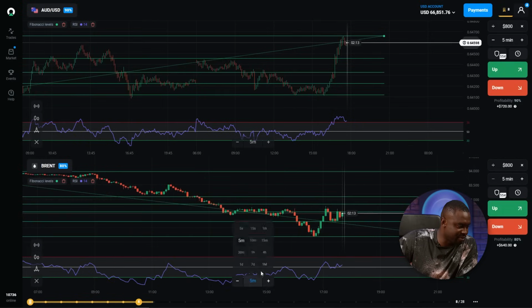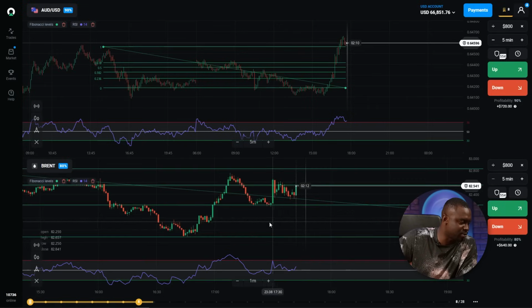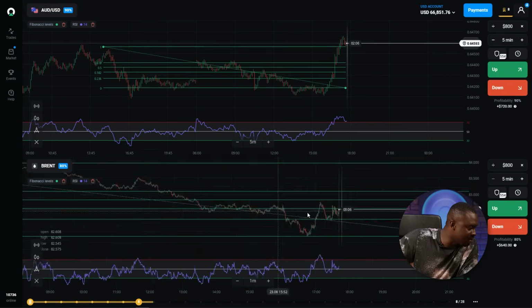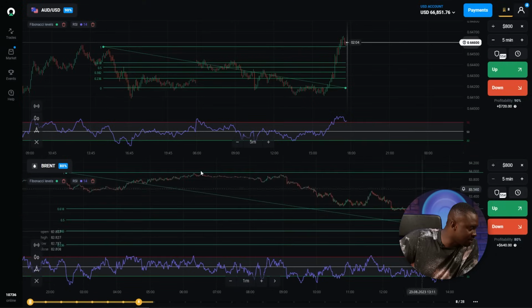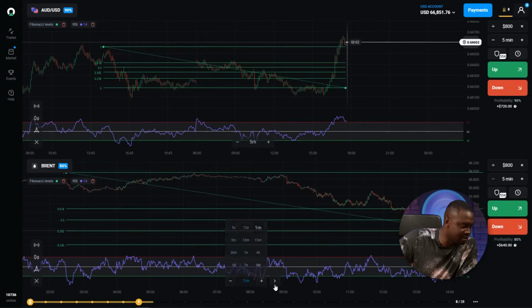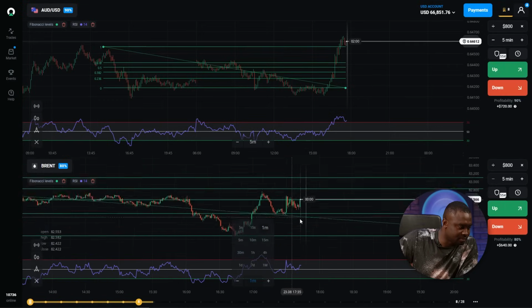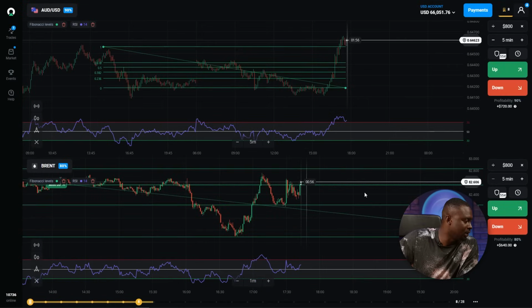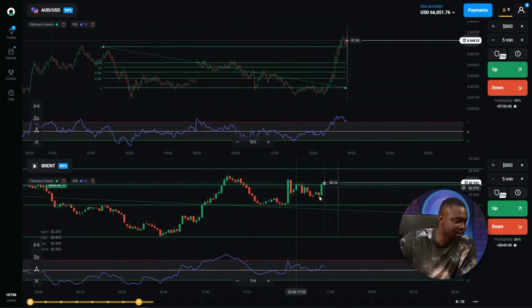I think price is still respecting this level. Let's see what 1 minute has to offer. On 1 minute, around 38. Perfect. So here we go, good entry point. So you made an up trade.